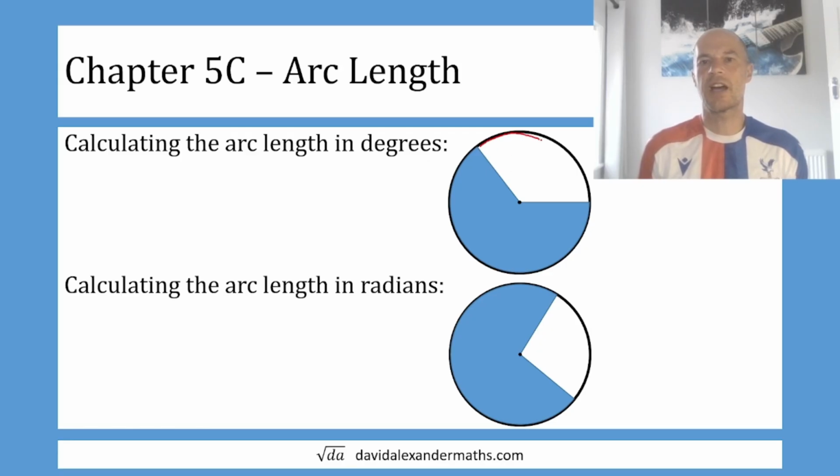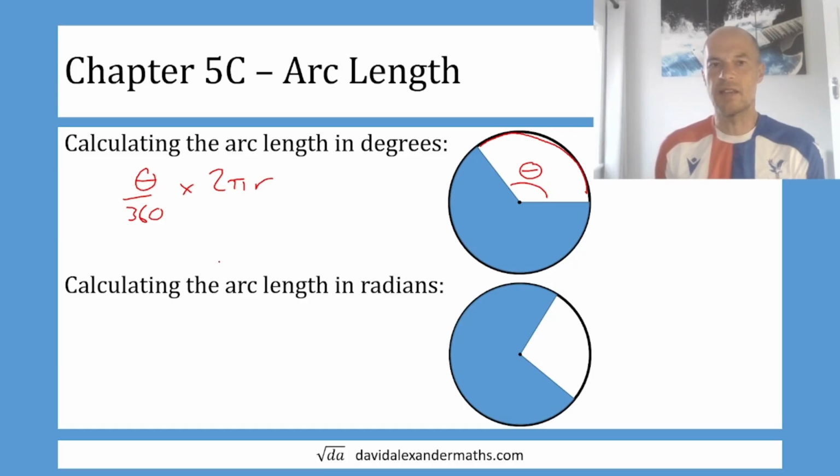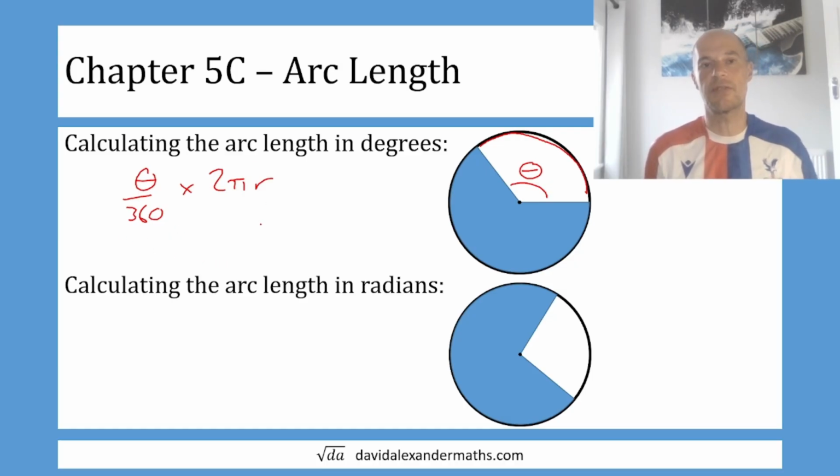If I'm trying to work out the length of this arc, and I know that this angle is, well, whatever, let's just call it theta, then that is going to be theta out of 360 multiplied by the total circumference, which would be 2 pi r. There we go. So that's the kind of formula. Maybe it's not one that you learn as a formula. Maybe it's quite an intuitive thing for you to do.